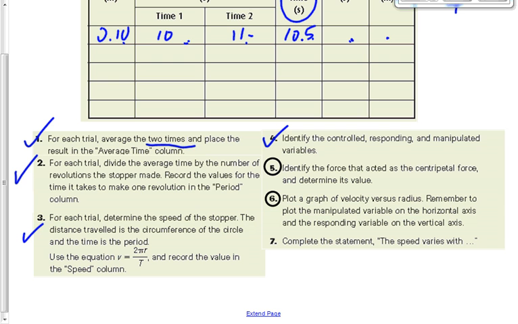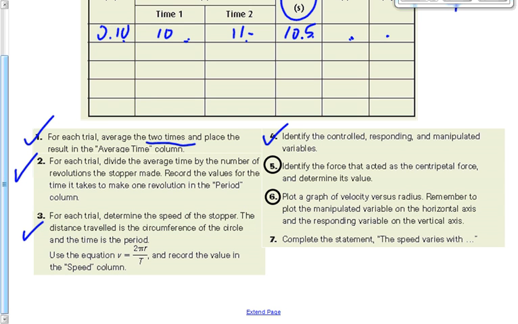Number 6, here's the crux of this. Here's the really important part of it. Plot a graph of velocity versus radius. Or really, I just noticed this actually. I copied this out from your textbook, but I just noticed a little problem with this. We shouldn't be plotting velocity versus radius. What should we be plotting? Speed versus radius, right? The velocity is changing. The speed isn't. So it should be speed versus radius.